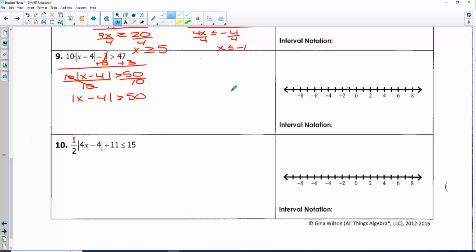So we have to decide, is this and or? Keaton, do you know which one it is? Or. All right. So ors, we do two separate ones. Julius, what's the first one going to be? Yeah, you don't have to even solve it yet. Just tell me how I'm going to write it.